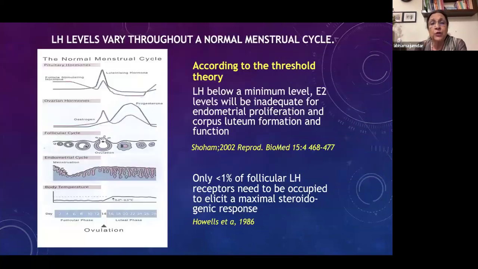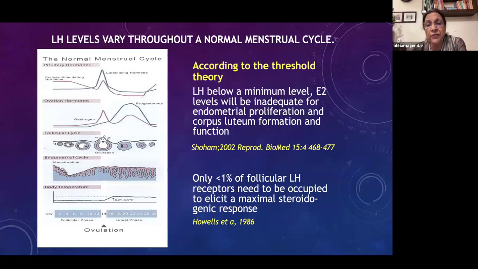Having said that, I also want to let you know that LH levels vary throughout a normal menstrual cycle. You have seen here that first FSH is high, LH is low, FSH comes down, then LH starts going up, peaks at ovulation, and then is maintained in the luteal phase for implantation. So if LH is below this level, suppose it is here, estradiol levels will be inadequate for endometrial proliferation as well as steroidogenesis, and hence corpus luteum formation and its function.